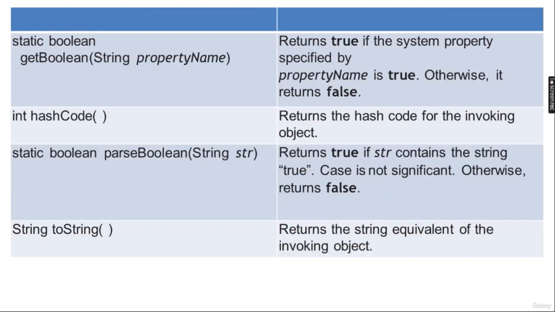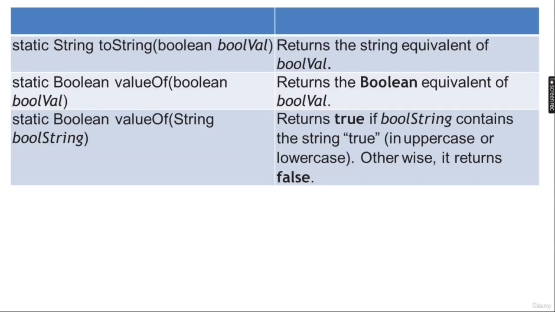static boolean getBoolean(String propertyName) returns true if the system property specified by propertyName is true. Otherwise, it returns false. int hashCode() returns a hash code for the invoking object. static boolean parseBoolean(String str) returns true if the string contains the string true. Case is not significant, otherwise it will return false. So true can be written with a capital T and small r-u-e, the whole thing in capitals, or the whole thing in small letters. String toString() returns the string equivalent of the invoking object.